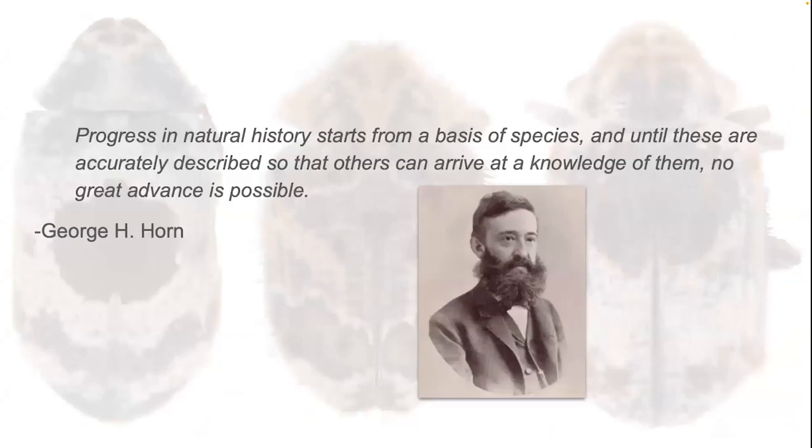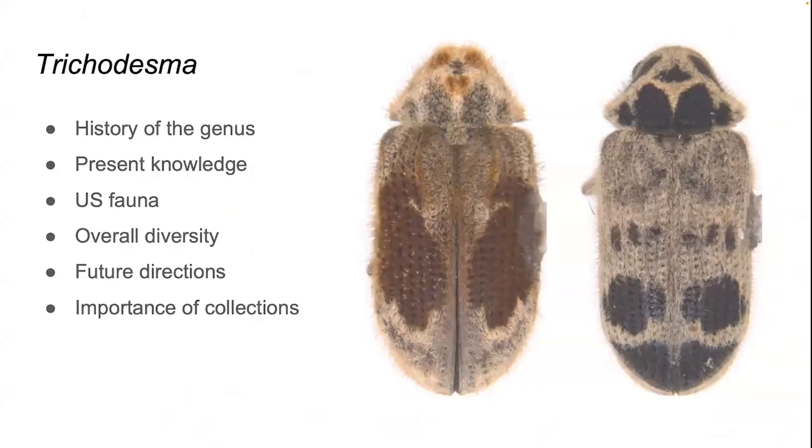And I enjoy alpha taxonomy. So one of my favorite quotes: progress in natural history starts from a basis of species. And until these are accurately described so that others can arrive at a knowledge of them, no great advance is possible. And so that goes back to actually looking at specimens, having specimens, and maintaining collections. So again, briefly I'll talk about the history of the genus, current knowledge, what I've compiled, because there's no synthesis of the genus really. The US fauna specifically, because that's what I've dived most deeply into, overall diversity, and hopefully what I can do in the future. And then again, the importance of collections.